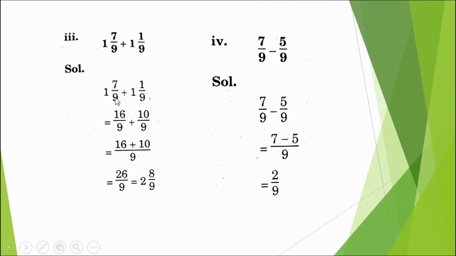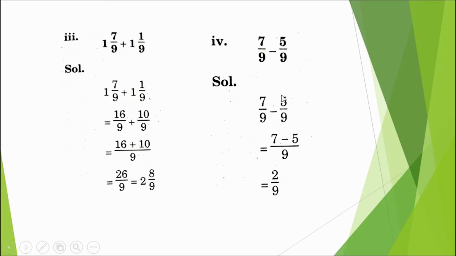1 and 7 over 9 plus 1 and 1 over 9. 9 ones are 9. When we add 7 in 9, answer will be 16. 9 ones are 9, add 1 is 10 over 9. Now LCM of these values is 9. 16 plus 10. Now we add 16 and 10, answer will be 26 divided by 9. When we divide 26 by 9, 9 2s are 18. The answer will be 2 and 8 over 9.